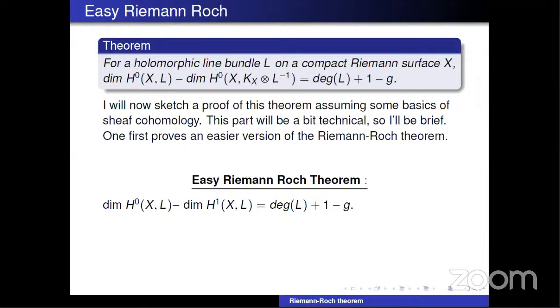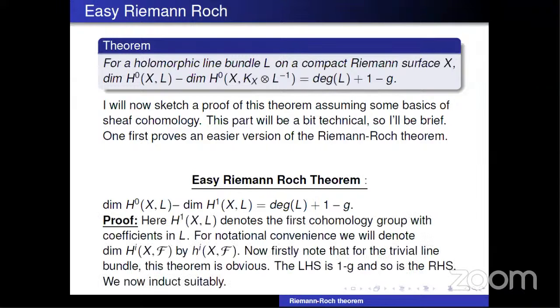This is often called the easy Riemann-Roch theorem, which says the dimension of h^0(X, L) minus the dimension of h^1(X, L) is the degree of L plus 1 minus the genus. Here h^1(X, L) denotes the first sheaf cohomology group with coefficients in L. For notational convenience, we denote H^i(X, F) with little h^i(X, F). This comment should have come before, actually. Anyway, the first observation is that for the trivial line bundle, this theorem is obvious.